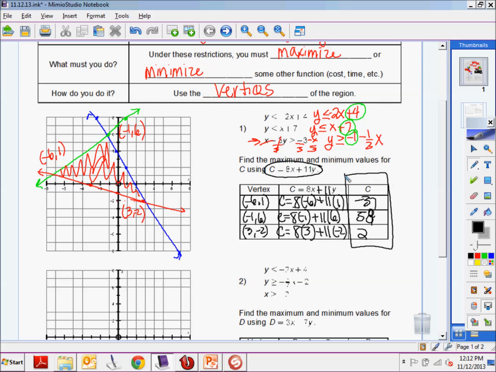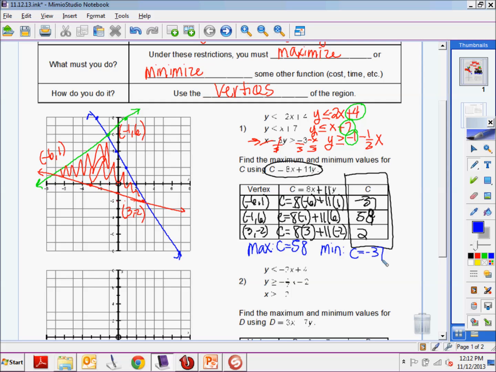So when the problem asks, what is your maximum value? What would I say? 58. So my max is at (-1, 6), when C equals 58. And when would my minimum be? -37. When C equals -37. And that's how you work it by hand. Now, is working it by hand really that bad? No. So imagine how easy it is to do with a calculator.